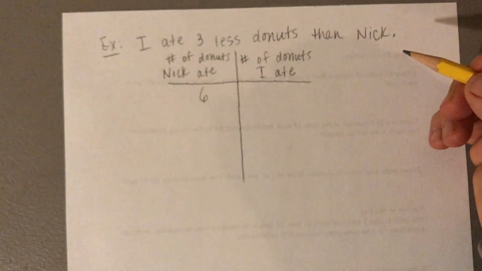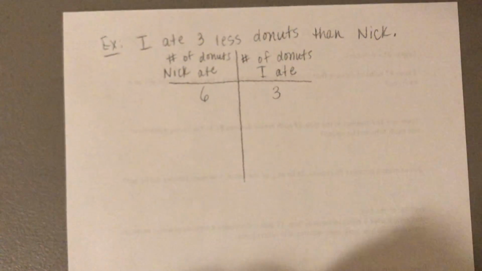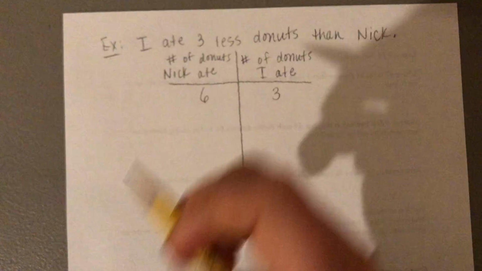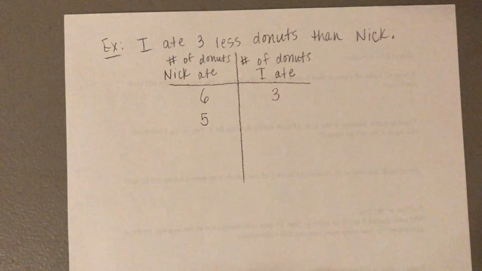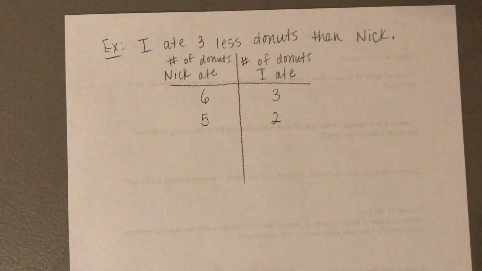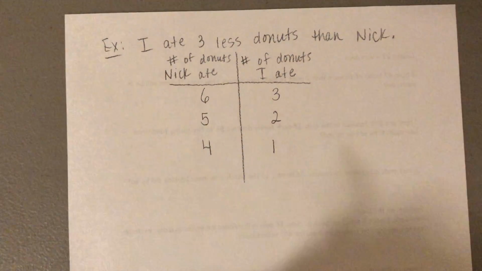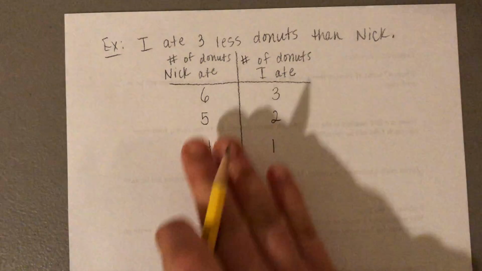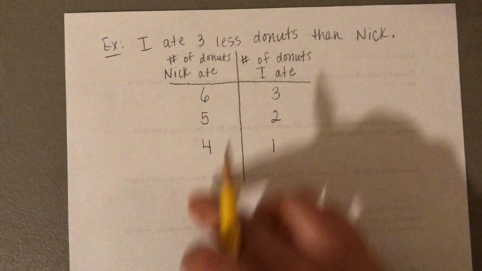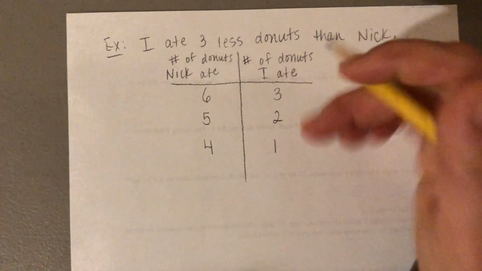If he ate 6 donuts, then I ate 3 less than that, or 3 donuts, right? And if he ate 5 donuts, then I ate 3 less than that, which would be 2 donuts. And if he ate 4 donuts, then I ate 1 donut. So you see there's like a lot of different solutions I could have here. Maybe Nick ate 20 donuts, in which case I ate 17.